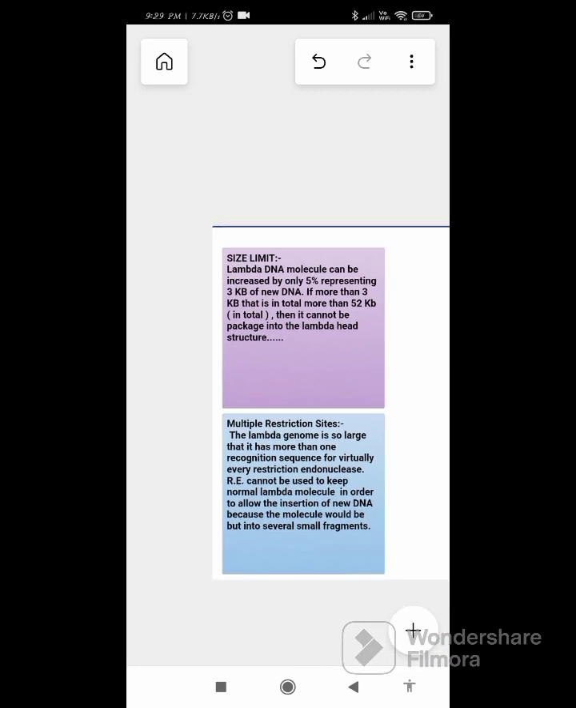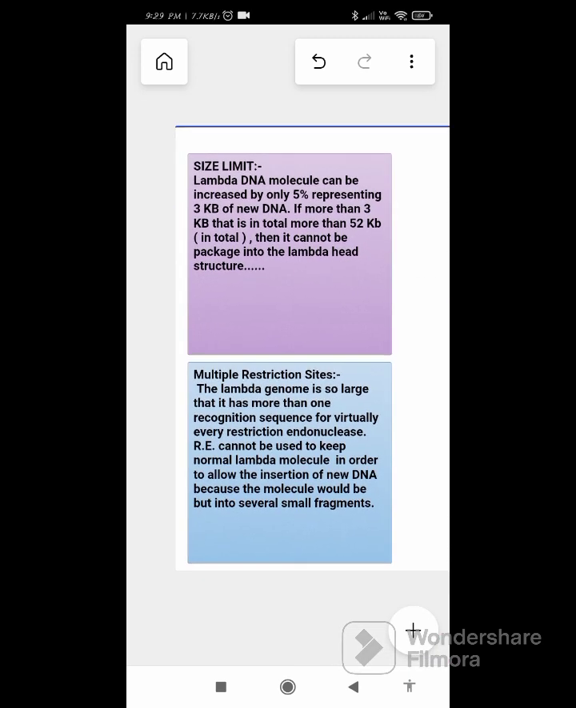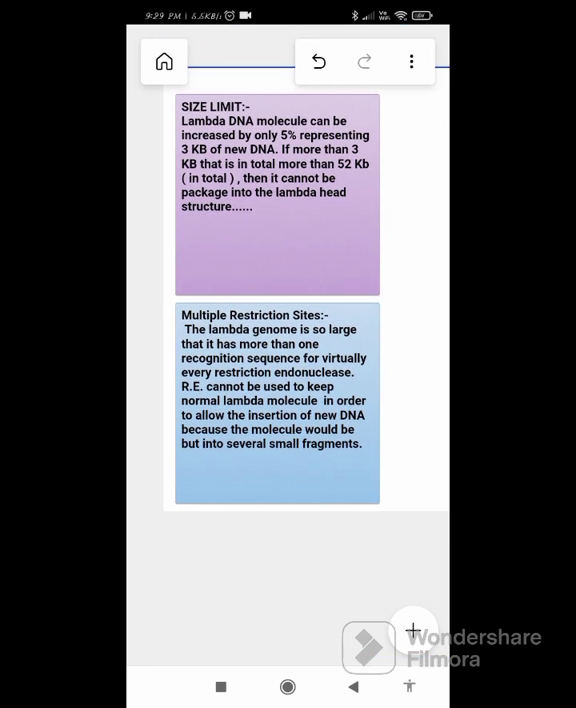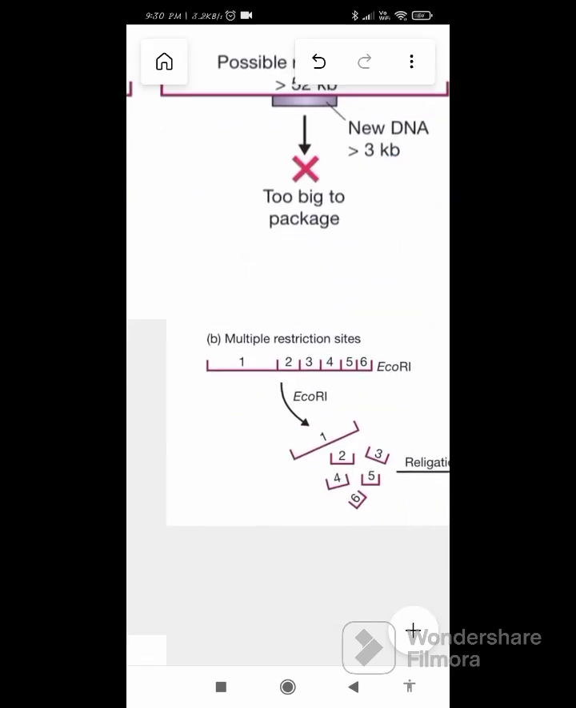And second, we will talk about multiple restriction sites. The lambda genome is so large that it has more than one recognition sequence for virtually every restriction endonuclease. Restriction endonuclease cannot be used to cleave the normal lambda genome to allow the insertion of the new DNA, because the lambda genome would be cut into several small fragments, and that would be very unlikely to reform a viable lambda genome on religation.